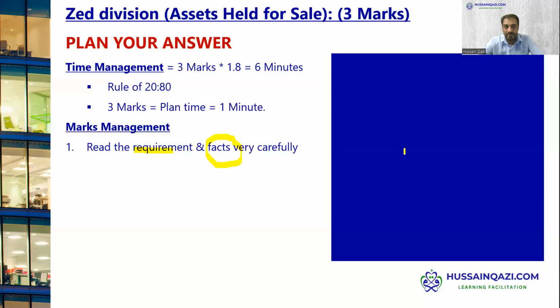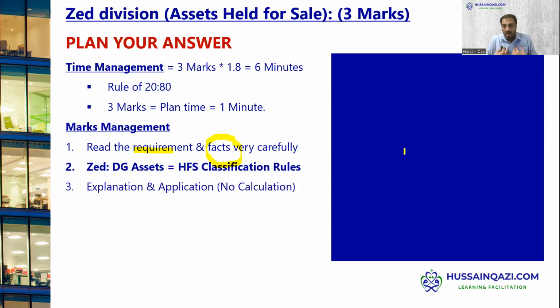So let's move on. We have read the requirement and we have read the facts. It's very clear. So that means Z is a disposal group, and the assets fall under the held for sale classification rules. This is the issue. So what should we do here? Explanation and application. No calculation. So our minds must be very clear.